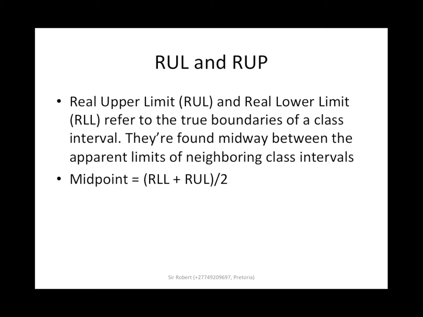Let's go on to the real upper limit and the real lower limit, like I promised at the beginning of the section of the chapter. Real upper limit and real lower limit refer to the true boundaries of a class interval. They are found midway between the apparent limits of neighboring class intervals. Midpoint is equal to real lower limit plus real upper limit divided by 2.